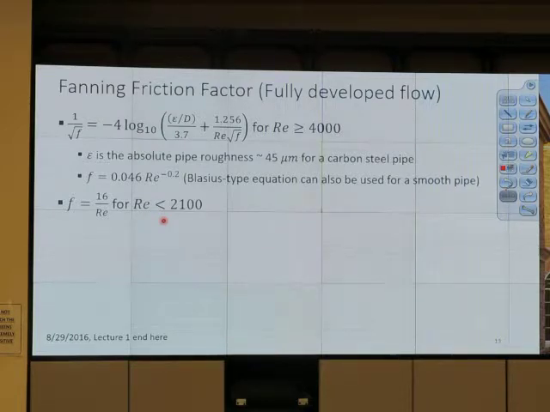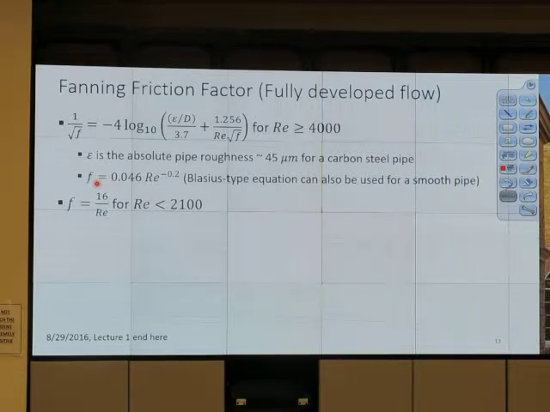Is f from the Colebrook equation on the top and f from the Blasius type equation, let's say we have a smooth pipe, do they produce the same answer? Both of them smooth pipe? Smooth pipe. If I have a smooth pipe, I put the number into the Colebrook equation. If I have a smooth pipe, I put the value into the Blasius type equation. Do they give the same answer?